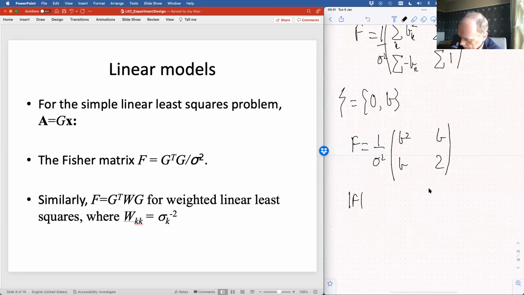The determinant of F, you know what it's going to tell us. It just gives us 2B squared minus B squared, isn't it? So it's sigma minus 4B squared. So it tells us, again, to maximize the determinant of F, we take that non-zero B value as far away as high as we possibly can.